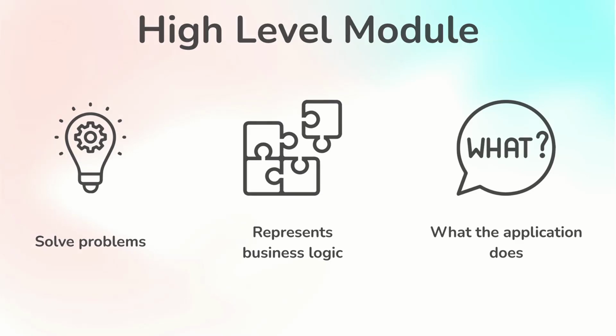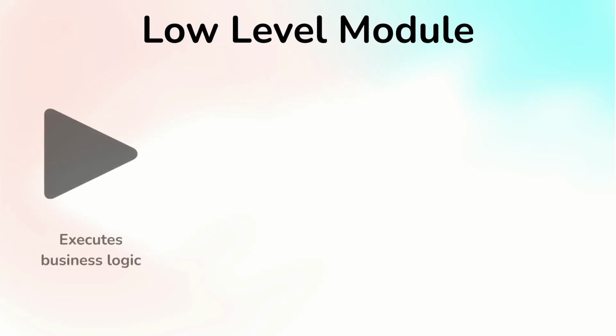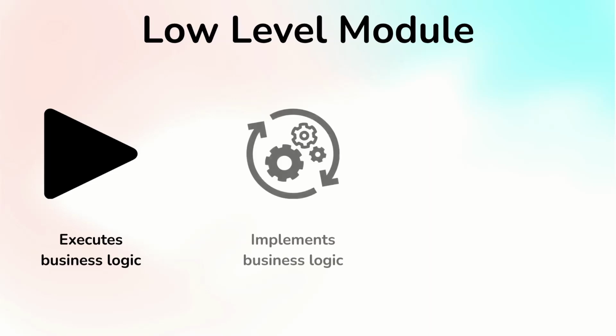done. In contrast, low-level modules represent the implementation details required to run the business. High-level modules are abstract, and at some point, a concrete implementation of functionality is required to meet business needs. So they represent how the application behaves with respect to business logic. So we said high-level modules tell us what the application should do, while low-level modules tell us how it should be done.